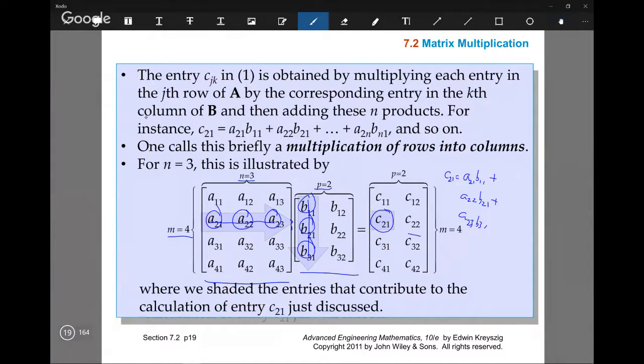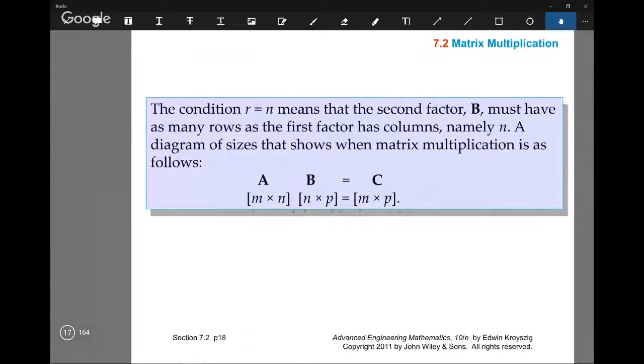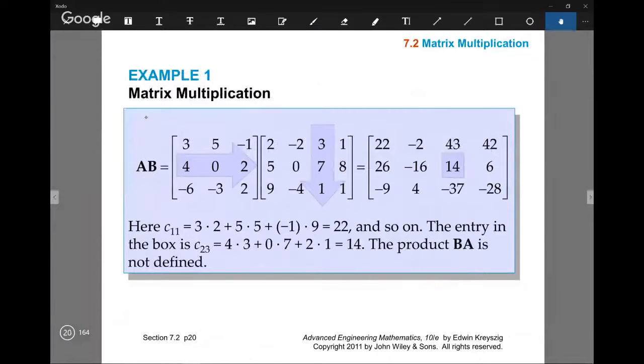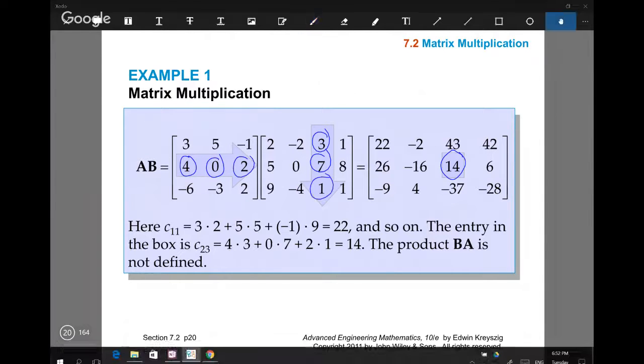Similarly, let's say you wanted to compute C32, then you would take the third row of this matrix and the second column of this matrix and then multiply them component wise. Okay, so that's what the formula here means, the definition of matrix multiplication. This can be summarized with a couple of examples here. So, for example, if I want to look at the 2,3 element in the product A times B, that is 4 times 3 plus 0 times 7 plus 2 times 1, which is equal to 14.